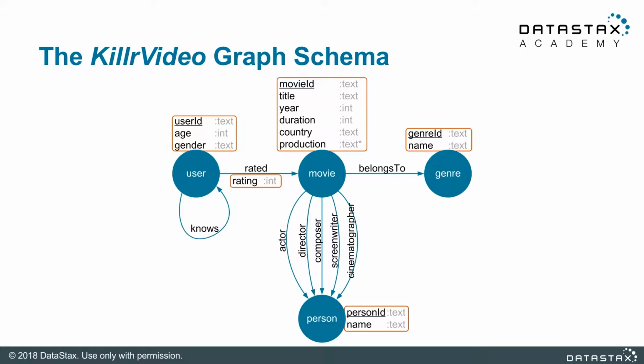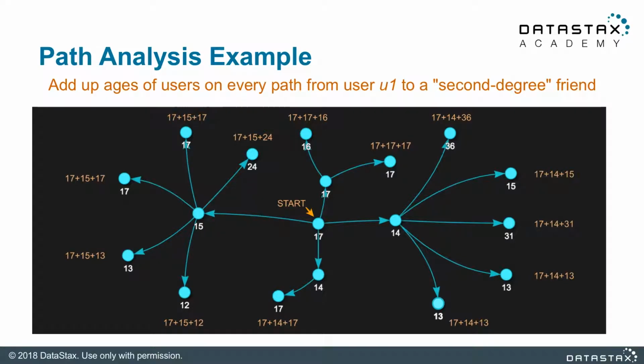As before, we will be using the killer video graph schema, where users know users, users rate movies, and movies belong to genres. We also have other people in our graph that act, direct, compose, and have created the movies in the sample dataset. Before looking at some code, let's begin understanding the sack step with a visual example. You can imagine that this graph represents you, shown there in the middle next to the start arrow, and then your social network. And if you are not 17, maybe you can imagine somebody else in your life who is 17, just so you can walk through this example.